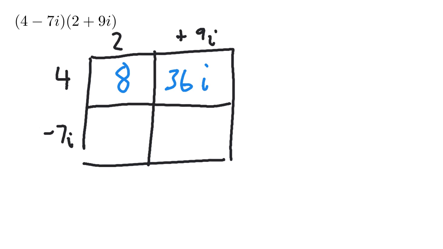Okay, then moving down to the second row. So this box right here is going to be negative 7i times 2. Remember, again, we treat the i like a variable. So negative 7i times 2 is going to be negative 14i.